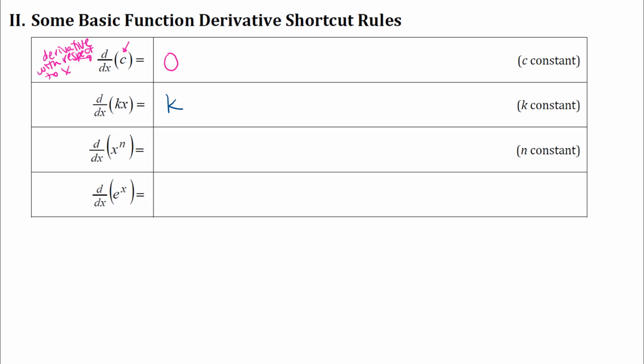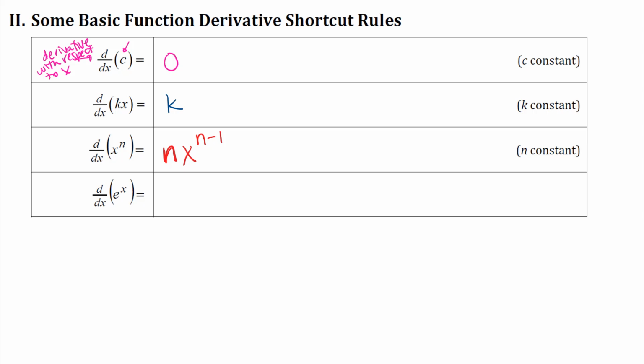So the derivative of x to a power: the original power will be out front for our coefficient, and then the new power will be 1 less. So n times x to the n minus 1. All right, and then I have one more to do here.